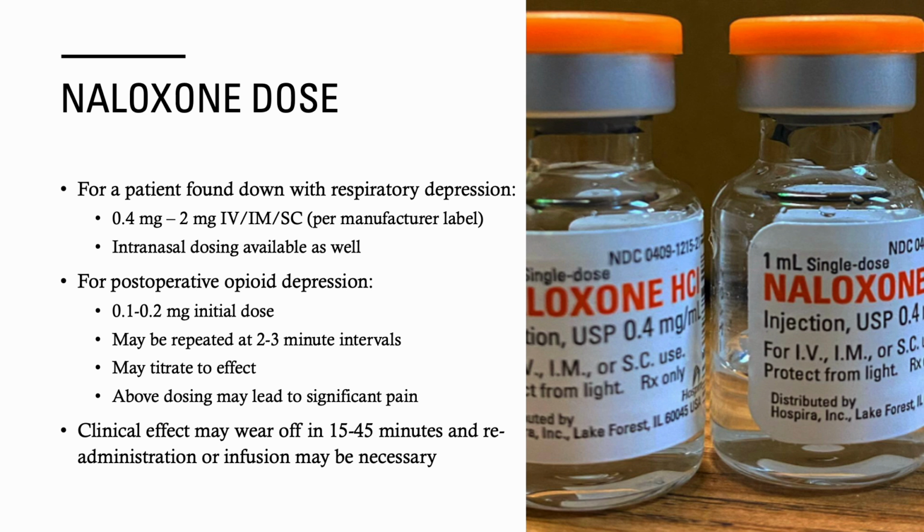We tend to use this most commonly for postoperative opioid depression, and our dosing is much, much less than folks might use out in the world. So we generally can start with a lower dose, 0.1 to 0.2 milligrams initially. This can be repeated every 2 to 3 minutes as necessary, and ultimately titrating this to effect is the best thing to do. We do have to be a little cautious using this in the postoperative period because, of course, it inhibits the effects of narcotics, which can lead to significant pain if the patient has gone through a big surgery.